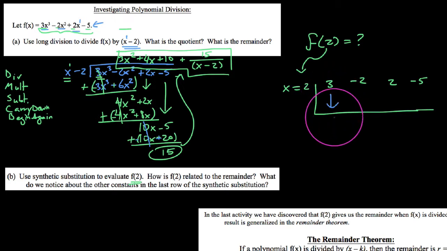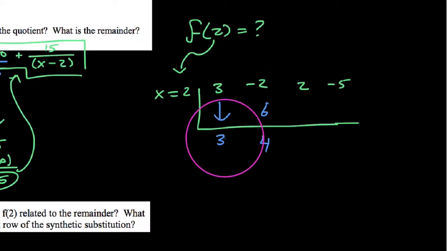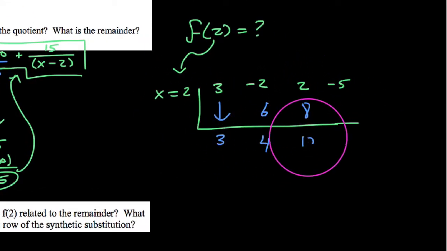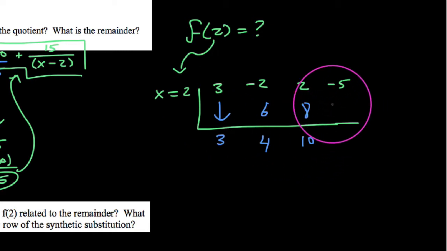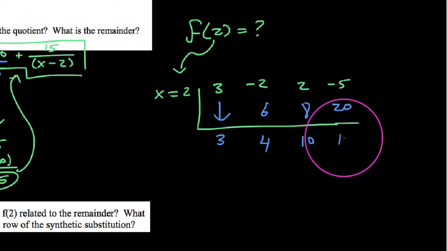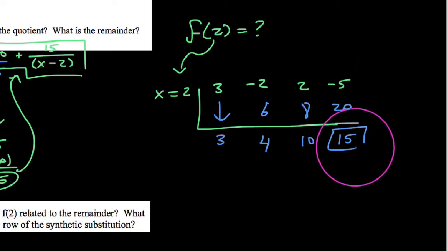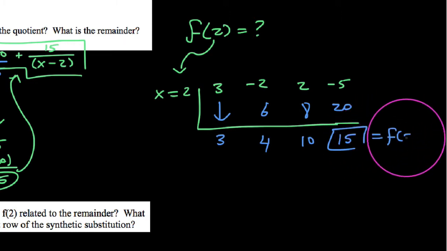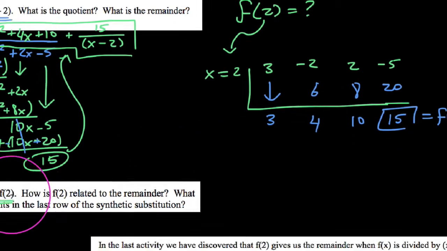And so the way this works is we carry down this leading coefficient. 2 times 3 is 6. Add vertically, so negative 2 plus 6 is 4. 2 times 4 is 8, and 8 plus 2 is 10. We say 2 times 10 is 20, and 20 minus 5 is 15. So this thing right here, this is our f of 2. So we say go find f of 2.